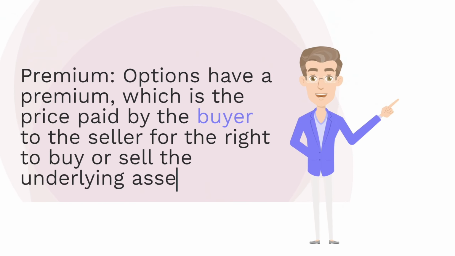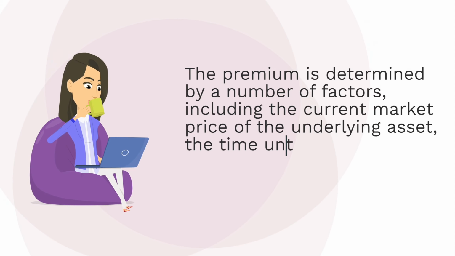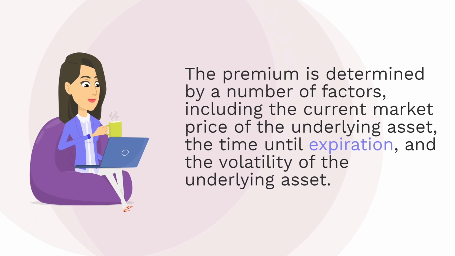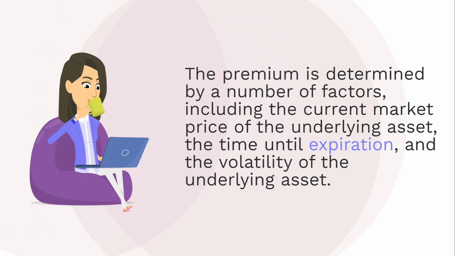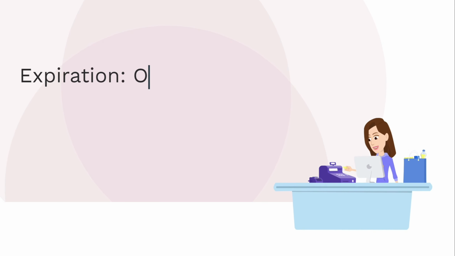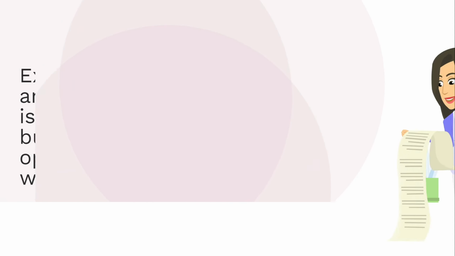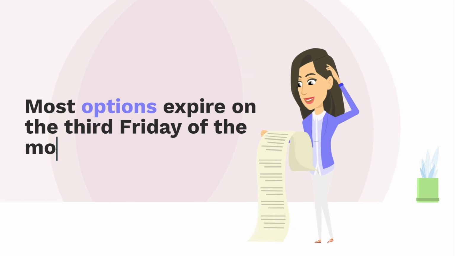Premium. Options have a premium, which is the price paid by the buyer to the seller for the right to buy or sell the underlying asset. The premium is determined by a number of factors, including the current market price of the underlying asset, the time until expiration, and the volatility of the underlying asset. Expiration. Options have an expiration date, which is the date by which the buyer must exercise the option or it becomes worthless. Most options expire on the third Friday of the month.